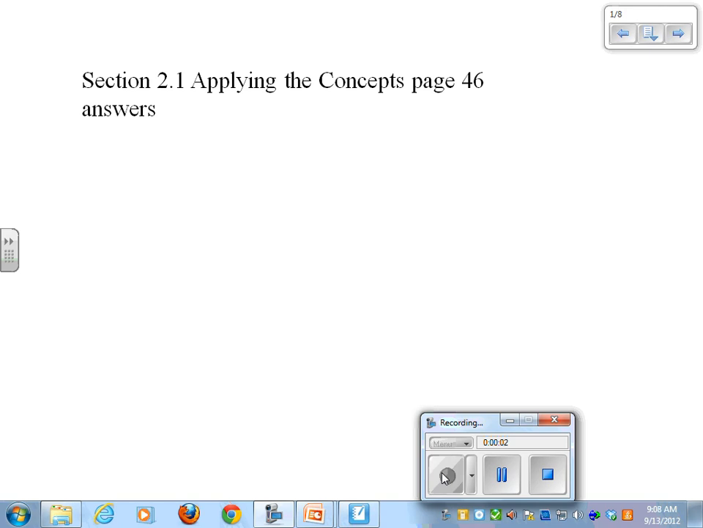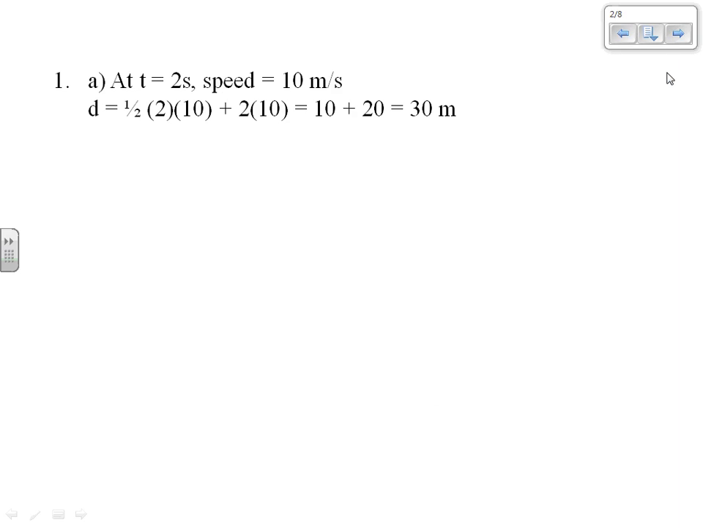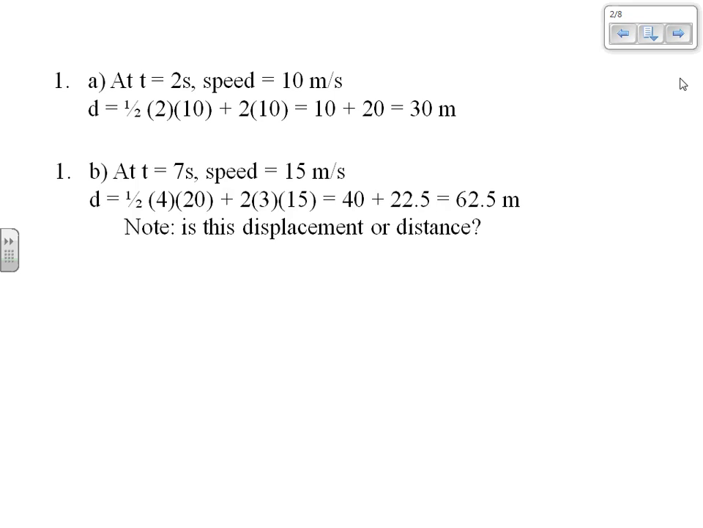Okay, so page 46. Now, I think number one, I think we got that all straightened out, didn't we? Am I right? Sort of, kind of. I got 2 seconds, the speed is 10 meters per second. We got 30 meters for the first one, right? It was the second one that was causing us the most grief.